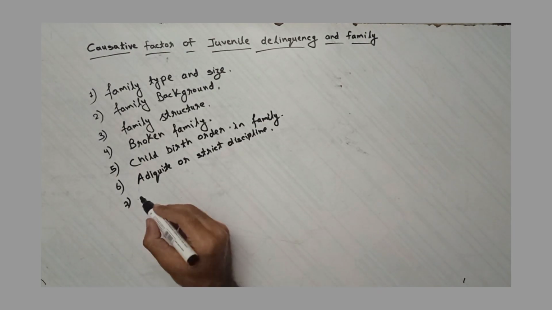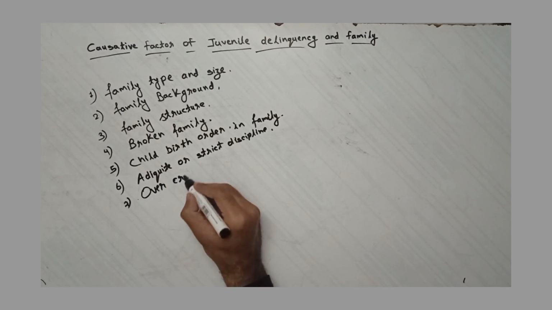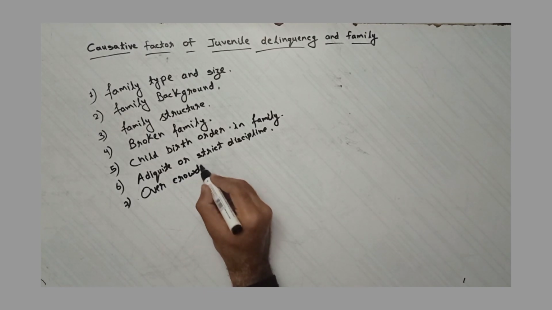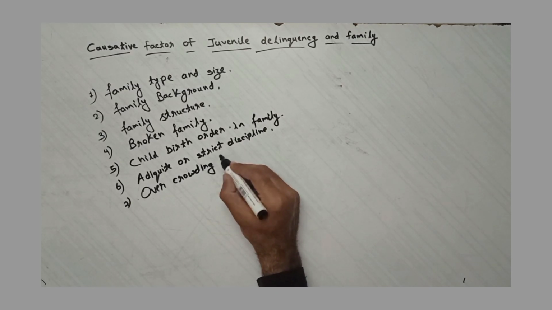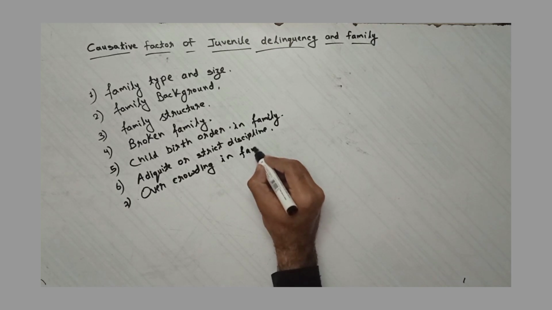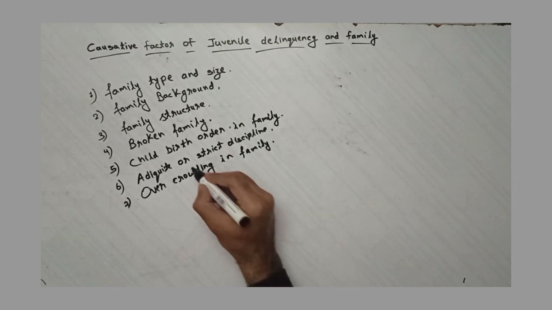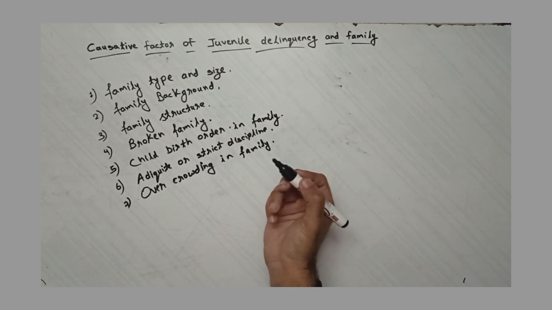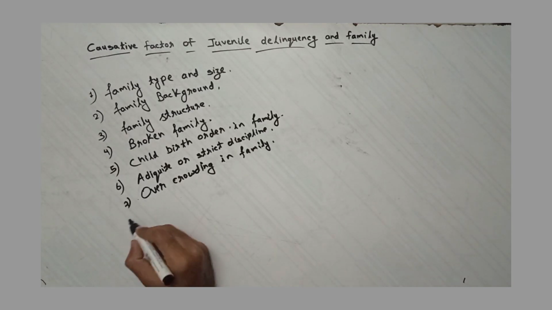Next factor is overcrowding in the family. It is also a factor that if sufficient resources are not present in the family, then the child may go toward the delinquency side.